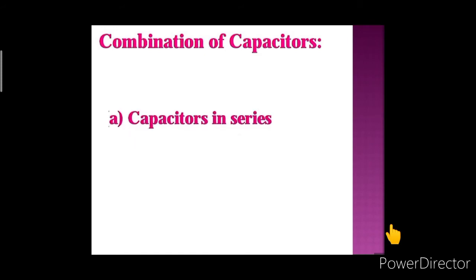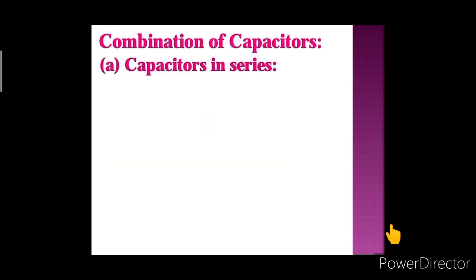First one is the capacitors connected in series, and second is the capacitors connected in parallel combination. Now let's see one by one. First, capacitors in series.